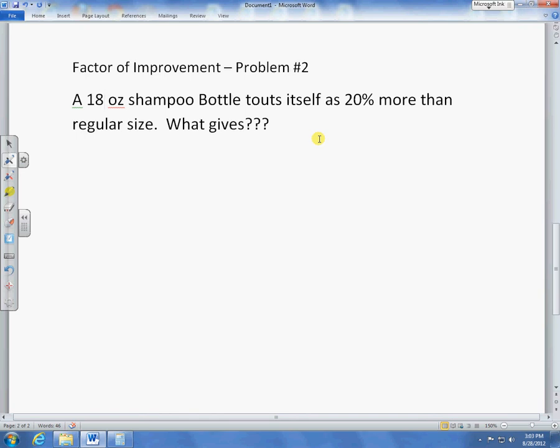All right, so let's use our rates again. So I want to come up with factors of improvement again. All right, and I really want to show that it's truly 20%. Okay, so our factor of improvement, we take our new rate again divided by our old rate. The only problem is here, I don't really have a rate here. I just have ounces, okay?